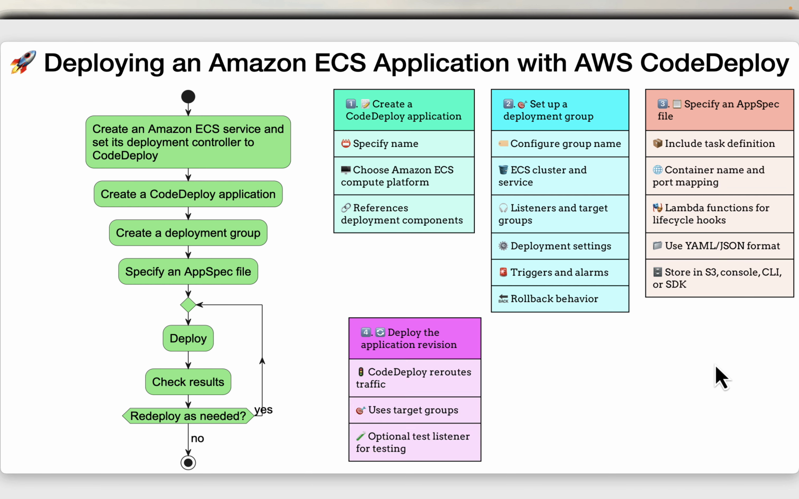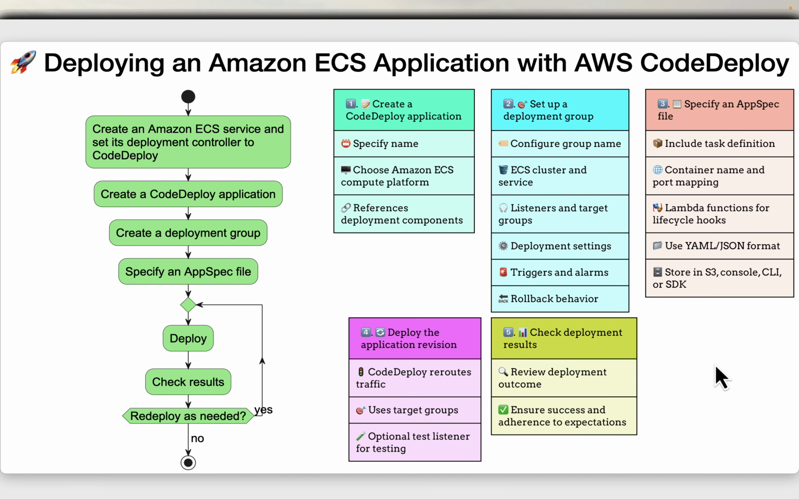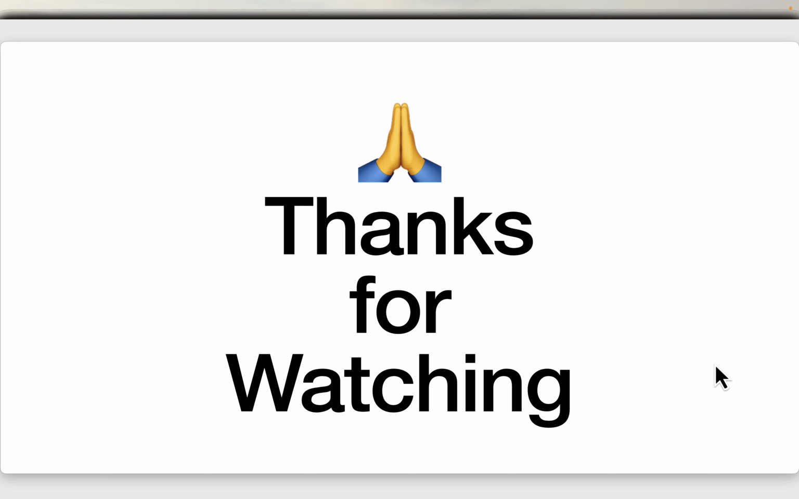Deploy the application revision. CodeDeploy reroutes traffic from the original task set to the replacement task set using target groups. An optional test listener can serve test traffic before rerouting. Then you check deployment results, reviewing the outcome to ensure success and adherence to expectations. And that's all. Thanks for watching.